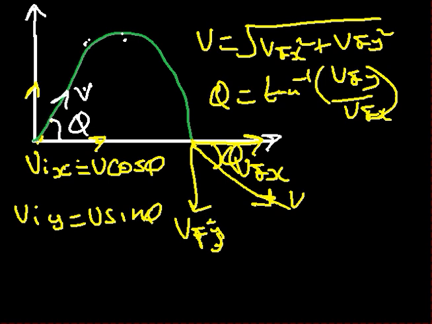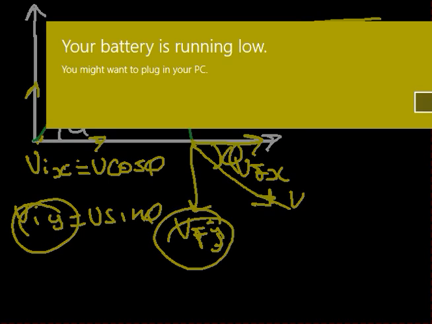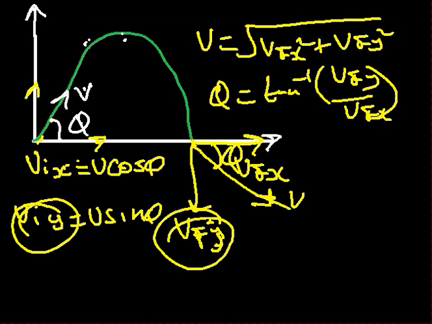Or even the final velocity along the y-axis will be the same as the initial velocity along the y-axis, only that the final velocity along the y-axis will be negative. So take note of that. So this is how the landing angle will be calculated.